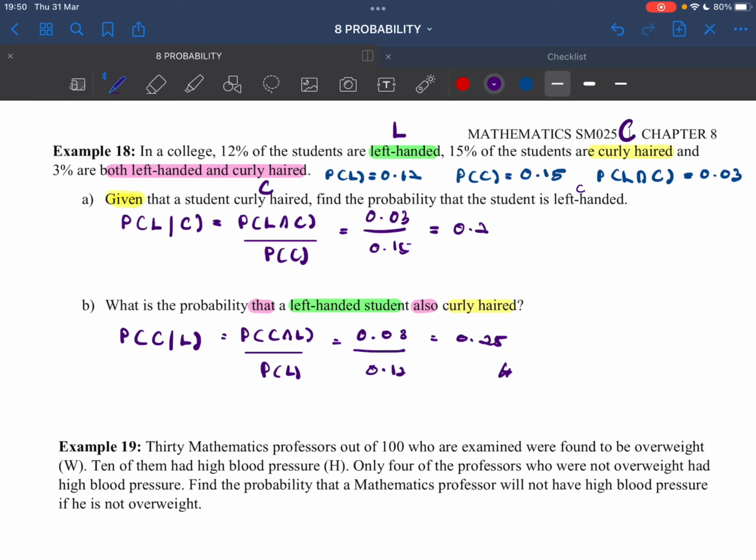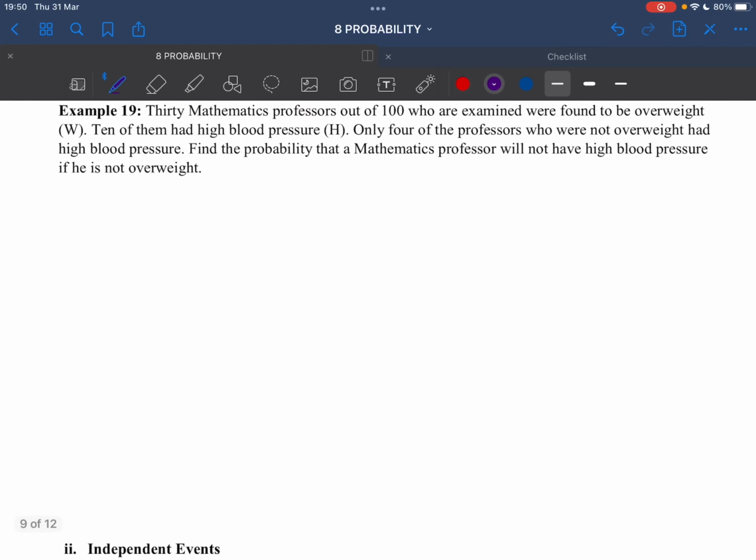So that's it. Let's see the last example here for conditional probability. 30 mathematics professors out of 100 who were examined were found to be overweight. 10 of them had high blood pressure. As you can see from the question, we can use a table. As I said, you can represent the data and the number of outcomes by using a tree diagram, a table, or one more, a Venn diagram. Now let's do this by using a table.